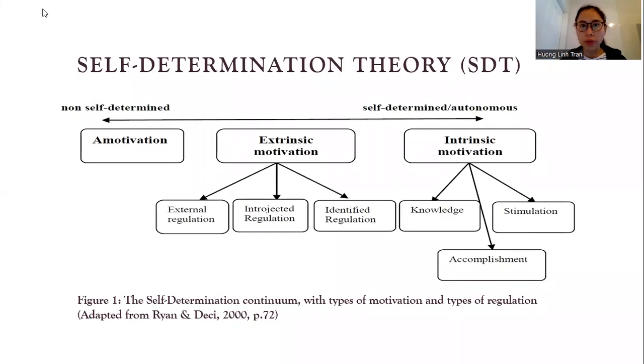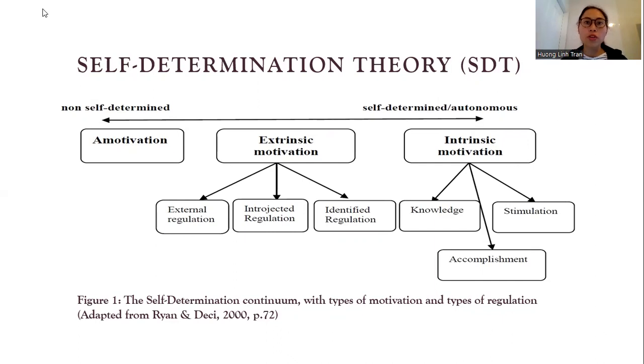Within the self-determination theory, there are three types of motivation: amotivation, extrinsic motivation, and intrinsic motivation. These motivations are arranged in a continuum from the left-hand side to the right-hand side. The types of motivation on the left-hand side are less autonomous or less self-determined. And the one on the right-hand side is the most autonomous and more self-determined in comparison to the left-hand side.